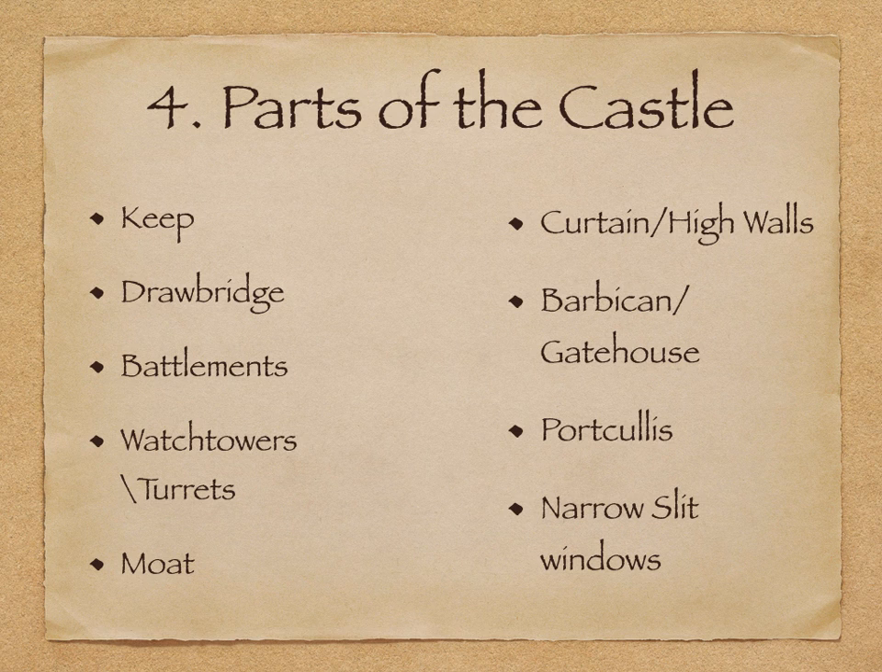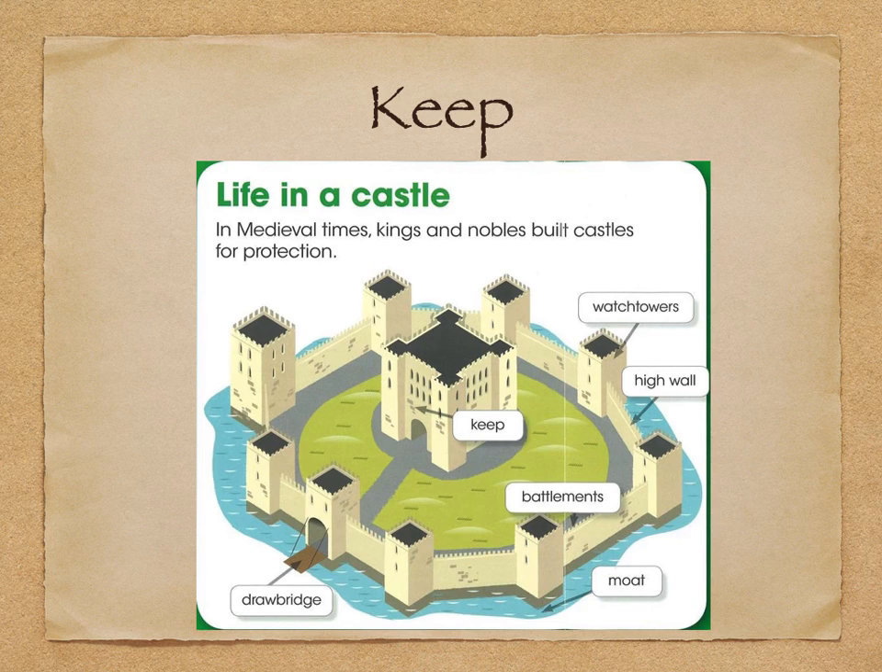The next thing we're going to look at is the parts of the castle. So our keywords here are keep, drawbridge, battlements, watchtowers or turrets, a moat, curtain or high walls, a barbican, also known as a gatehouse, a portcullis, and narrow slit windows.